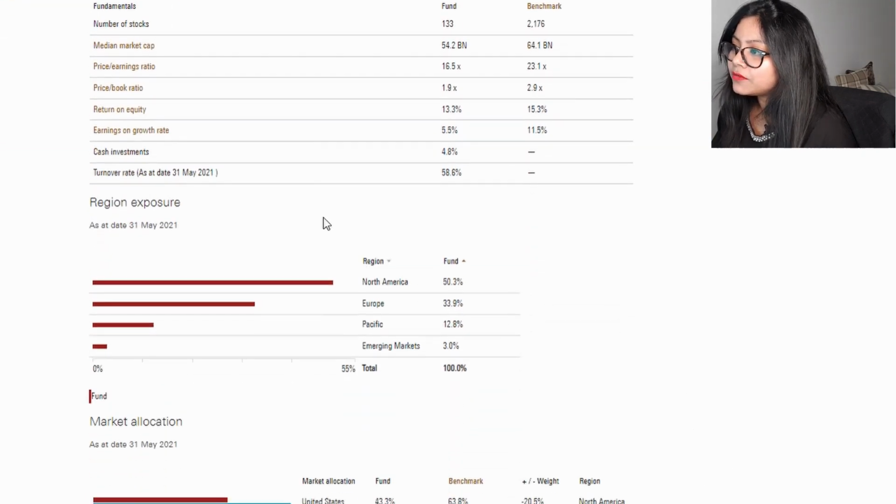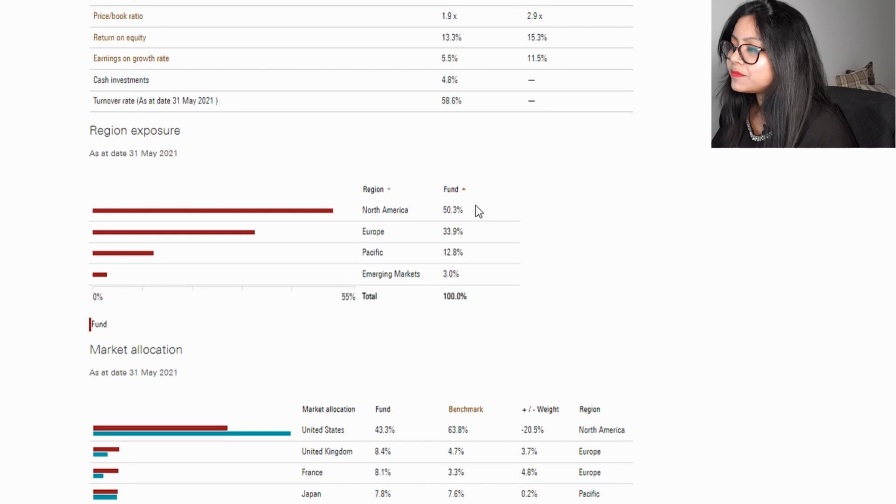At the region level, you can see that about 50% of the fund is in North America and 33.39% is in Europe. Remember, the fund is measured against the developed market benchmark. So you should not expect to have emerging market exposure. However, you do have about 3% of emerging market exposure in there.